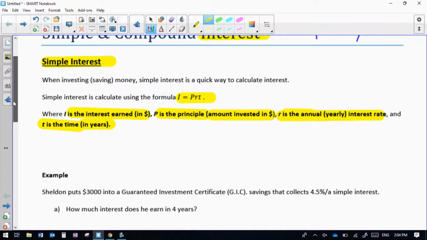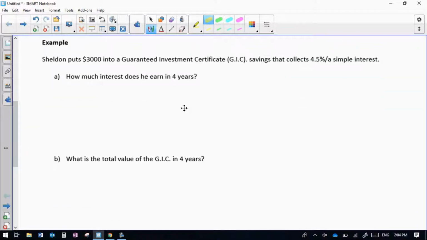Let's look at an example. Sheldon puts $3,000 into a GIC that collects 4.5% simple interest. Let's just unwrap this question a little bit. What's going on? Well, a GIC stands for a Guaranteed Investment Certificate. That is a savings option that you could buy at the bank. And the only thing Guaranteed Investment Certificate means is that your interest rate is guaranteed and you're guaranteed not to lose any money either. So you're going to get your money plus your interest, and that's a guarantee they offer.